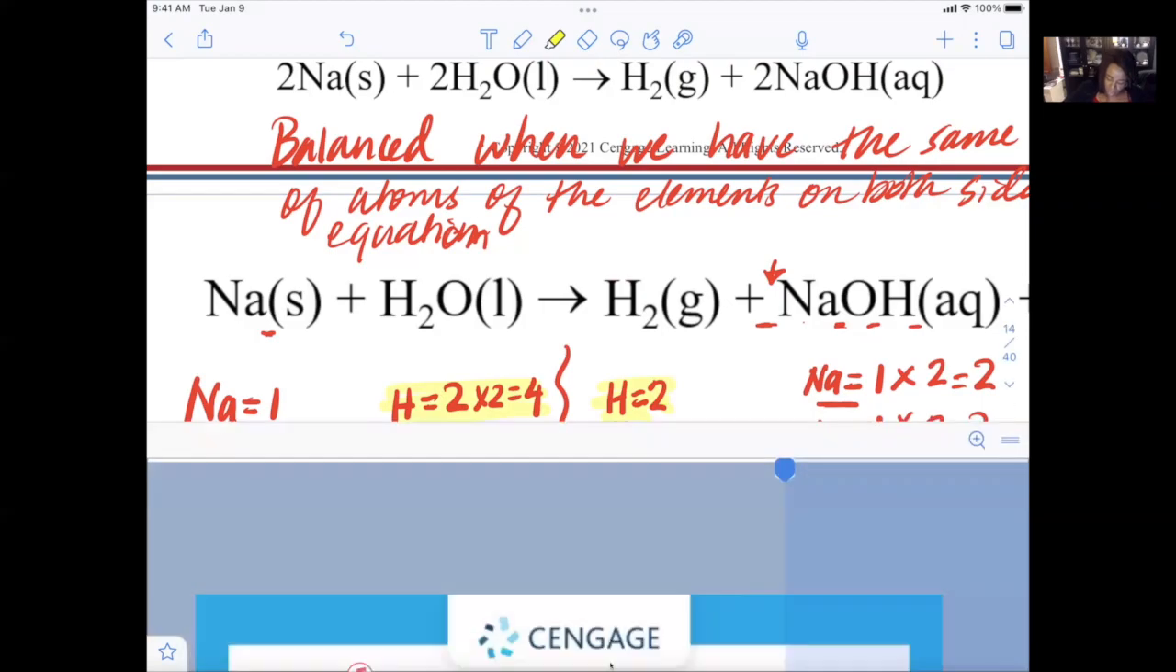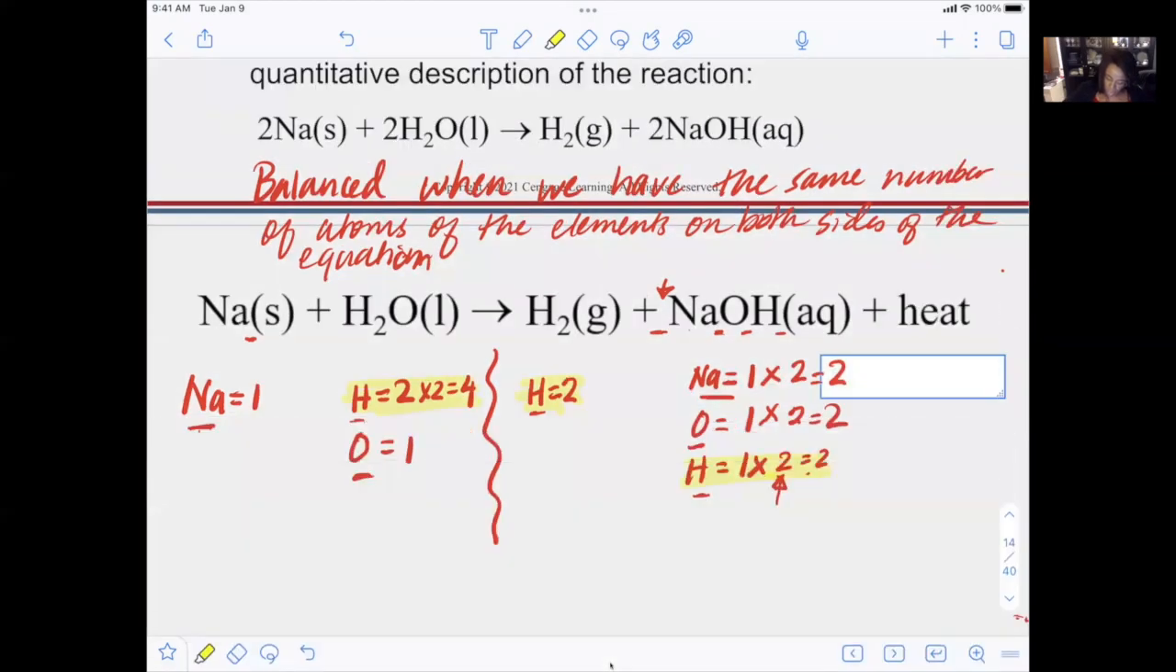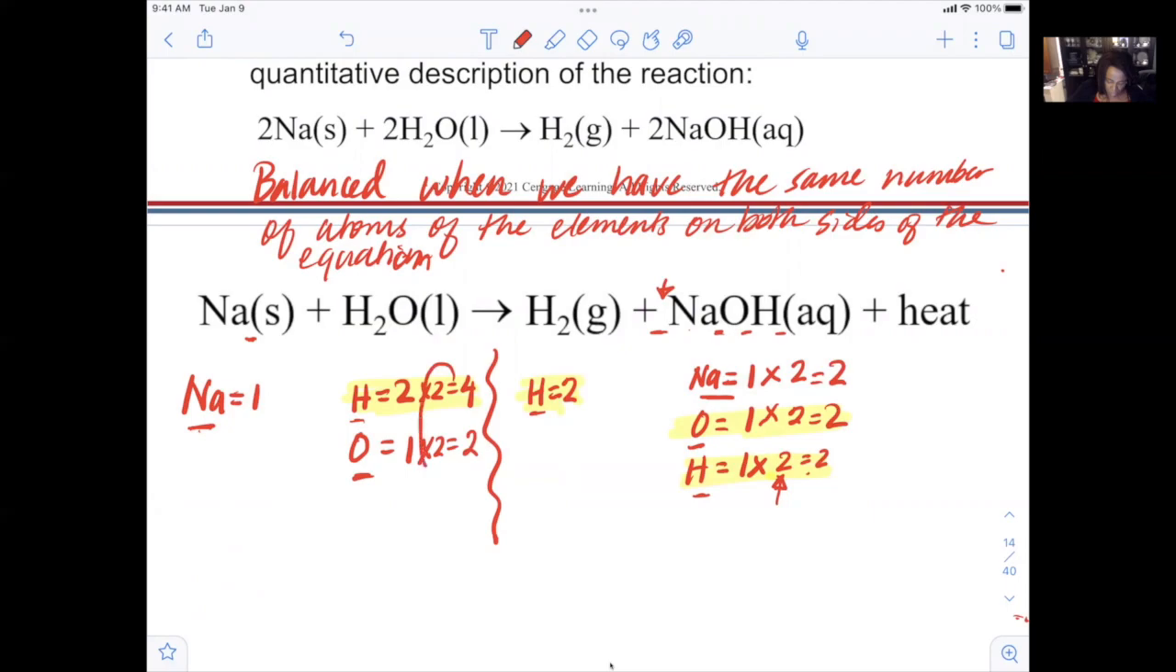But I modified, oops, what did I do? I modified oxygen, right? Now on my right, I have 2 oxygens. I have to multiply this by 2 to make 2 oxygens. But remember, if the elements are in the same compound, whatever multiplier you use to balance or modify one, you have to use the same multiplier on the other, okay? So I really was supposed to multiply that in the first place.